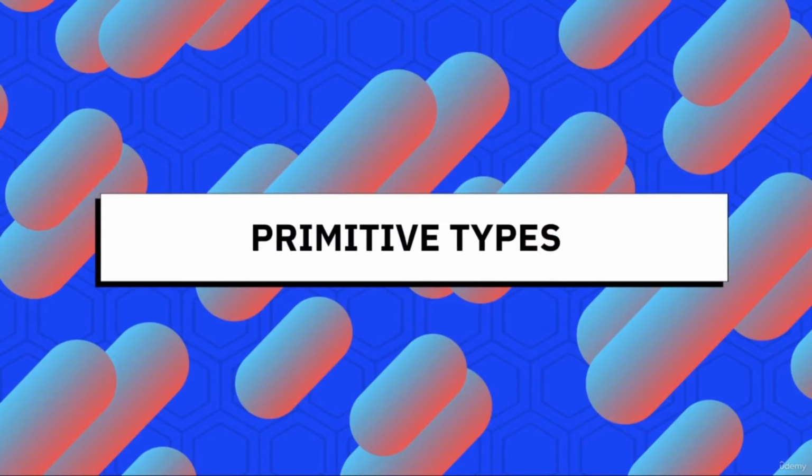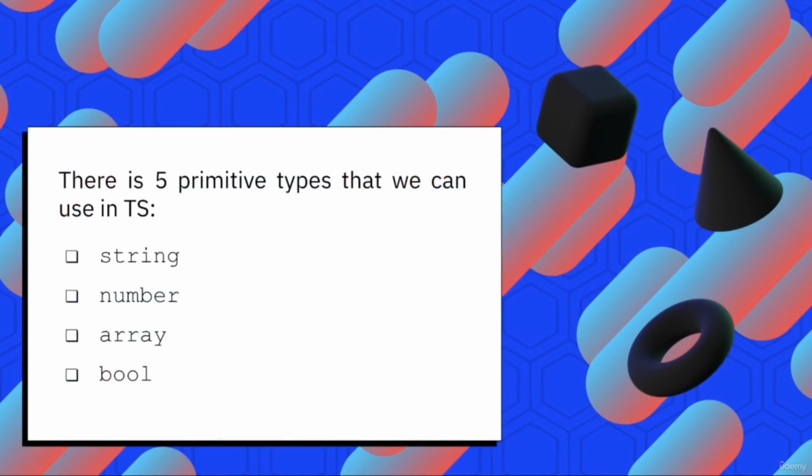Primitive types. So there are 5 primitive types that we can use in TypeScript, and you already know about these types because you already used them in vanilla JavaScript. So this is string type, this is number, this is array, and boolean. And also don't forget that functions can also be types, but we're going to talk about this later. For now, let's do one small example with all these types.